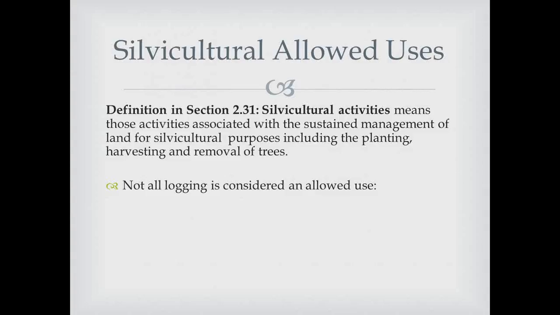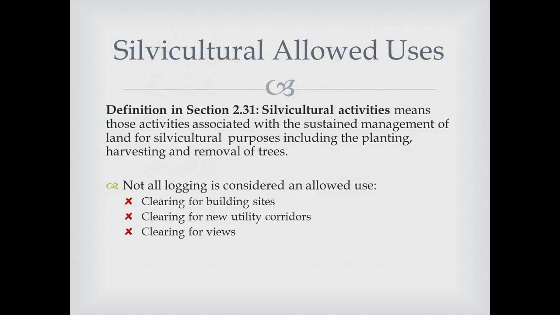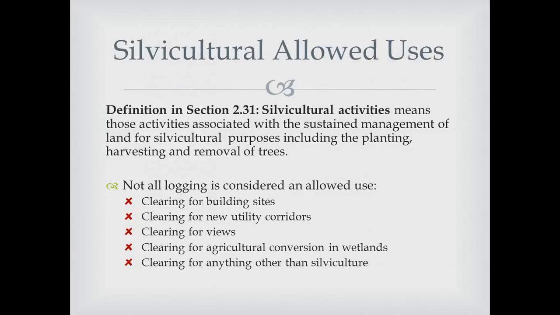So it may not be considered an allowed use, even if you're following the AMPs, if you're clearing for a building site, if there's clearing for new utility corridors, if somebody wants to clear for views, or even sometimes airport clearance zones. If you're clearing for agricultural conversion in wetlands, that's also not considered an allowed use. Basically, you're clearing for anything other than the harvesting of trees in order to allow them to grow up again and to harvest later on.